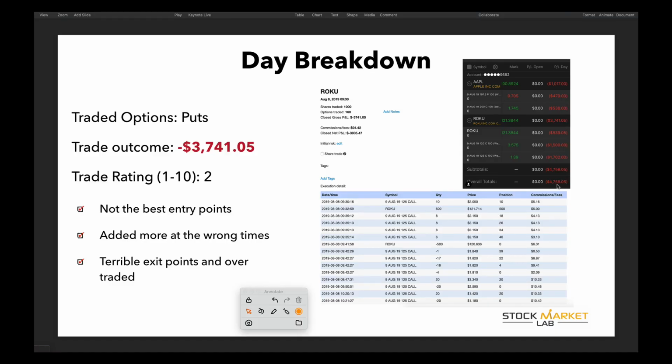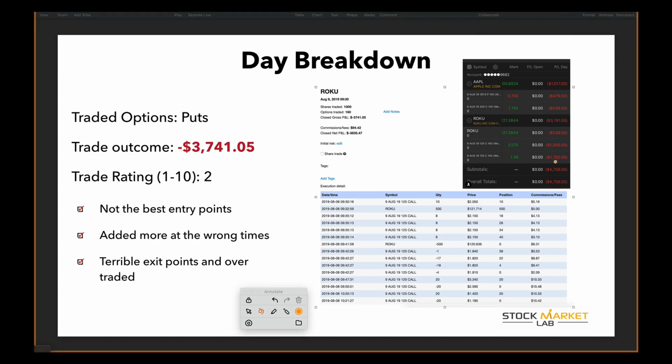All right, so this day I was down. I lost about $4,700, as you guys can see. I did not make money on this trading day. Now, like I said, you guys are not going to make money each and every single day.